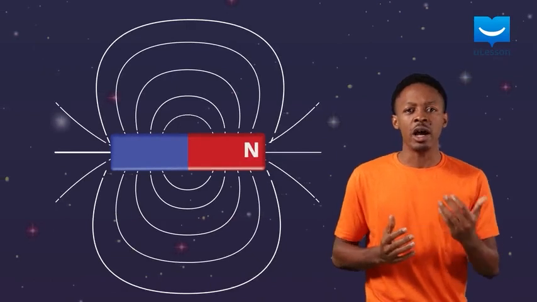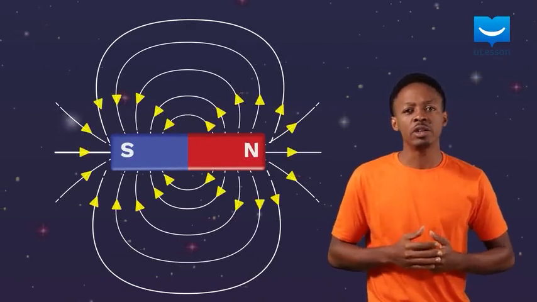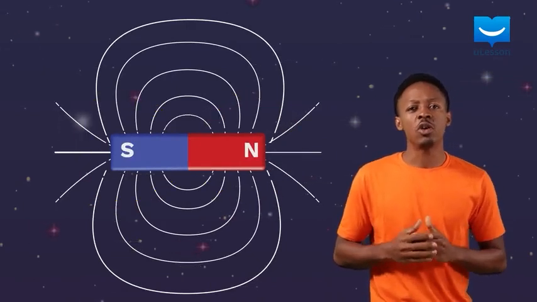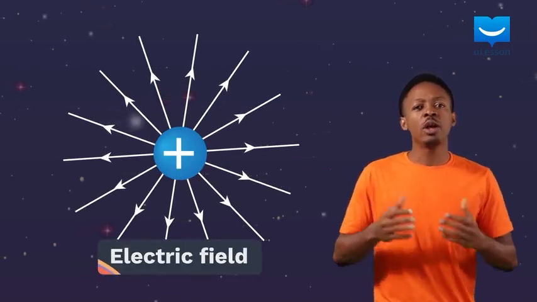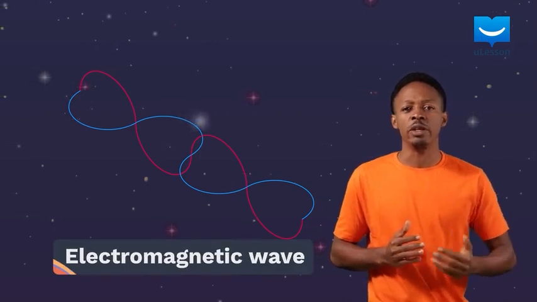of propagation. The region around a magnet, where any magnetic material will experience a force, is called a magnetic field. Also, the region around an electric charge, where other charges experience a force, is called an electric field. When these two fields vibrate perpendicularly to one another, their combined vibrations result in a wave that also travels perpendicular to their vibration. This is what is called an electromagnetic wave.